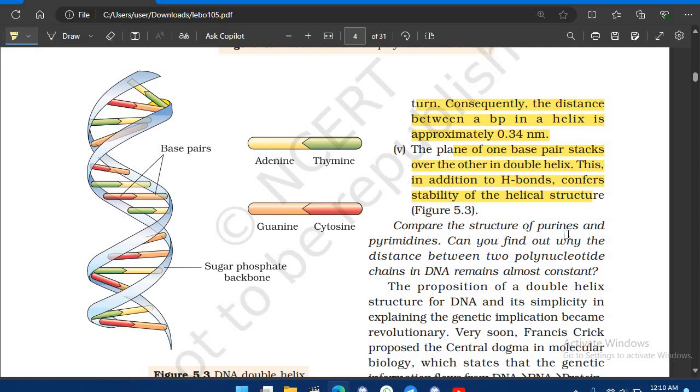Compare the structure of a purine and a pyrimidine. Can you find why the distance between the two polynucleotide chains in DNA remains almost constant? So let's find out.